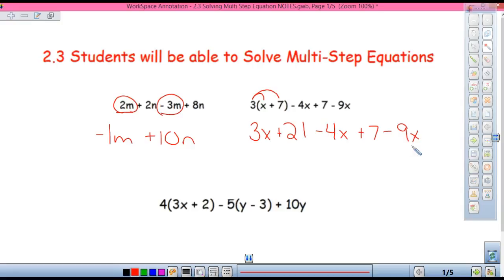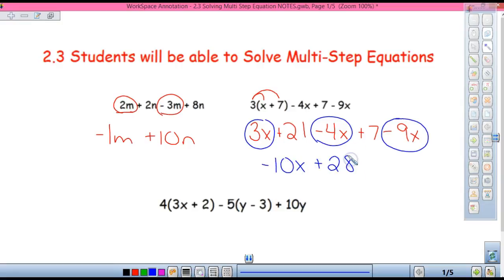Yeah. So I've got to take 3x minus 4x, and you get what? Negative 1x. And then I've got to take that negative 1x, and I've got to go minus 9x. So we have negative 10x plus 28. Very good.